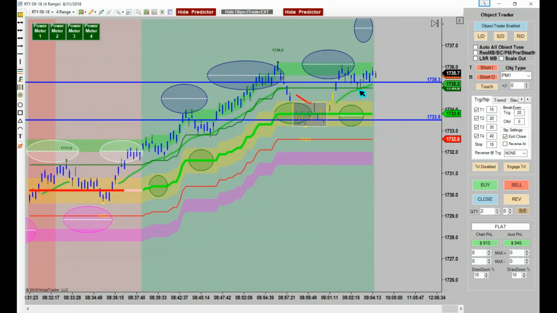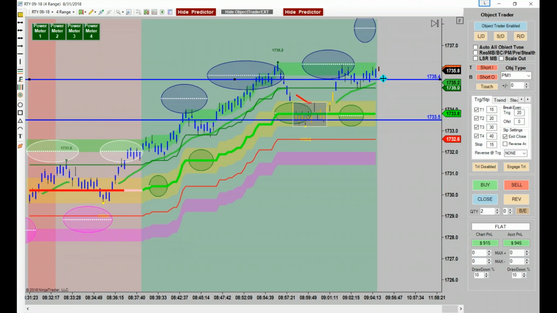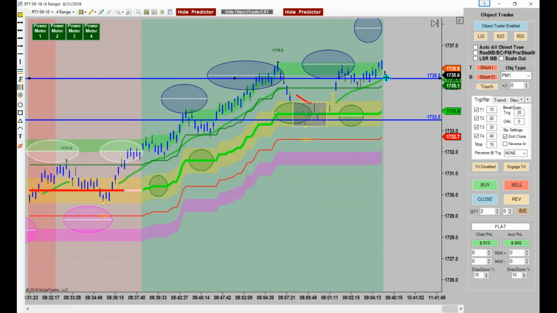Didn't close above yet, so that's your swing. There, it closed above. So that one's okay. Now this one should get okay. There, it's okay. Everybody see that?